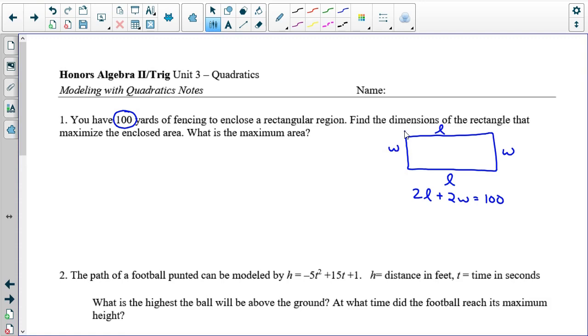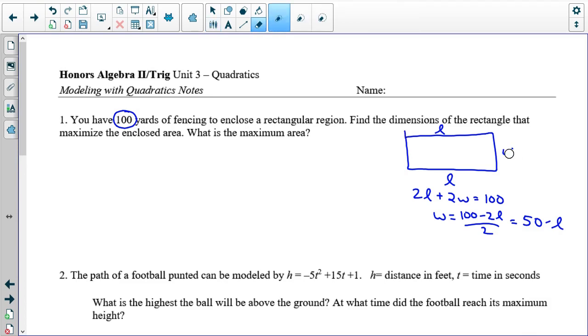So what I want to do is solve for one of these variables so that I end up being able to replace one of these variables in an area equation. And so I know that, let's say W, for example, is equal to 100 minus 2L all over 2, which is the same thing as 50 minus L. So that means W being 50 minus L, I can replace the W's with 50 minus L if I want to not really think about having two variables anymore.